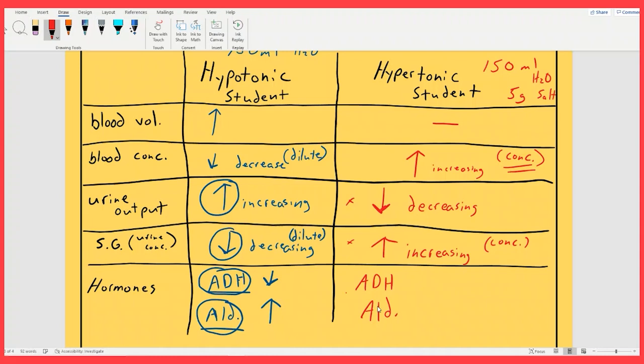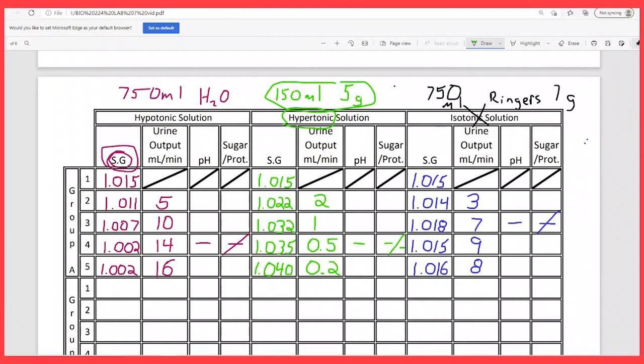But let's talk about it for a minute. So the ADH, they're saving the water. This person wants to save the water. And their aldosterone, do they want to save salt? No, they want to get rid of the salt. So you have to remember that these two hormones, ADH and aldosterone, ADH addresses water. Aldosterone addresses, for our purposes, sodium. And we can manipulate the kidneys into responding to these changes of blood volume and blood concentration by what we forced these volunteers, student volunteers in lab, to drink.